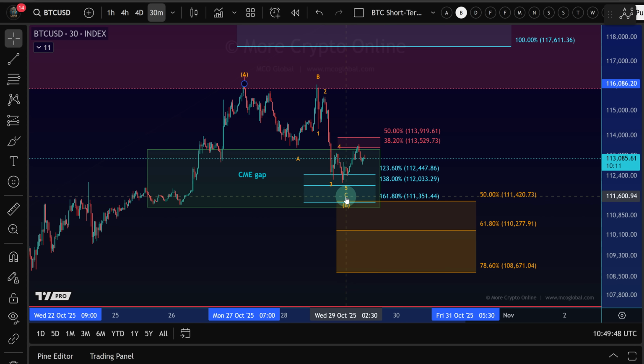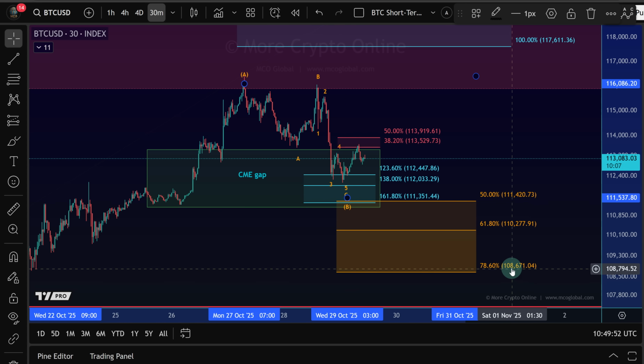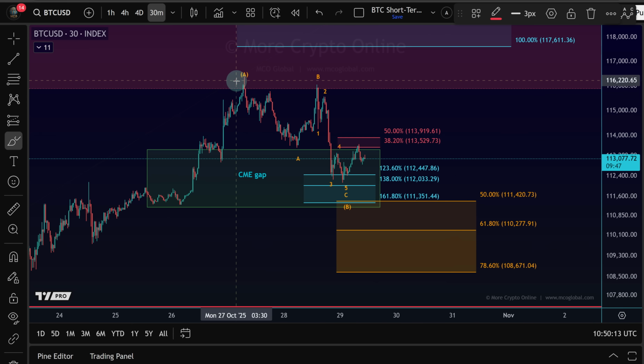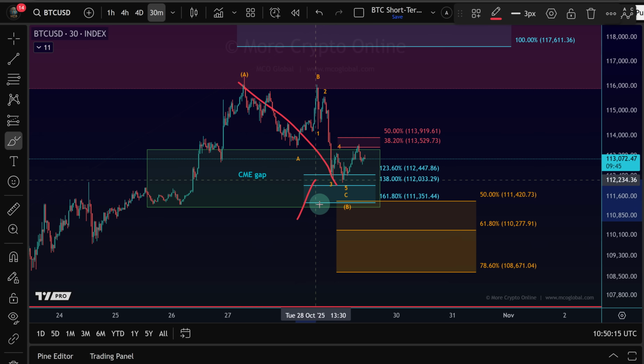This B wave pullback could of course extend, and as long as we're holding above $108,670, the structure can still take us to $130,000. So this is the support, 108,670, that needs to hold to support a rally to all-time highs. Doesn't mean we have to test it, but it's the level that should hold to keep the bullish perspective alive. So even if this turns out to be the A wave, then maybe we get a broader B wave.